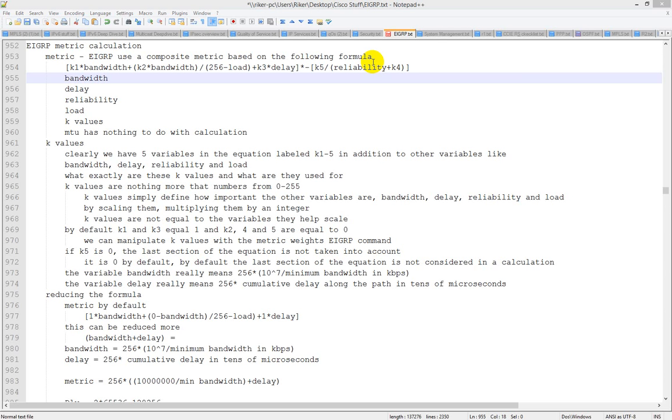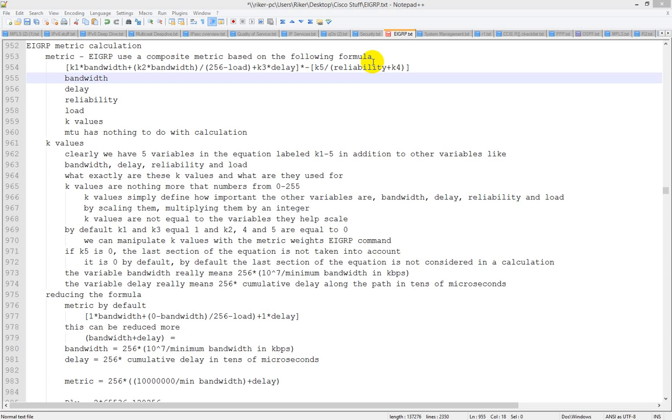By default, like I said, it's bandwidth and delay. So it takes the inverse bandwidth. So it takes the slowest bandwidth in between two routers. So if you've got 11 routers in between the source and destination, it finds the lowest bandwidth, takes that, and then it adds a cumulative delay of every hop, and then it takes that information, adds it together, throws it into the EIGRP metric calculation, and voila, you get your obscenely unique and very large metric value.